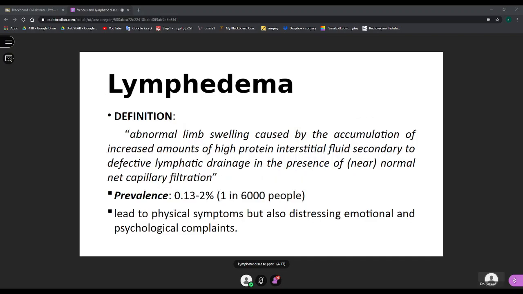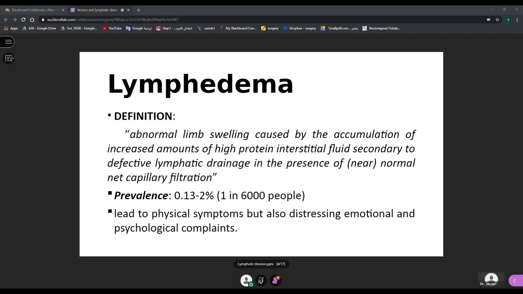Yes. So what's lymphedema? The definition here is in front of your eyes in this slide. It's abnormal lymph swelling caused by the accumulation of an increased amount of high protein in interstitial fluid secondary to defective lymphatic drainage in the presence of near normal net capillary filtration. So what is the conclusion of this statement here?